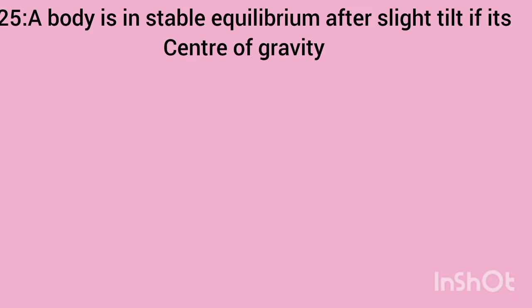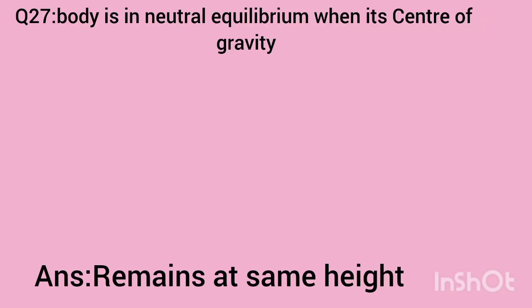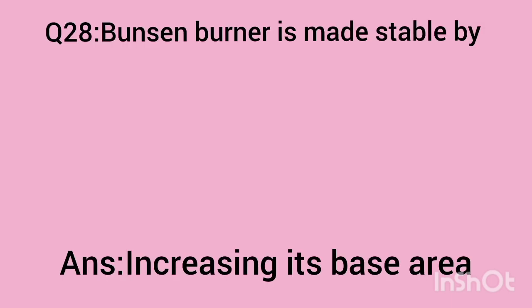Question number 25. A body is in a stable equilibrium after a slight tilt when its center of gravity, answer: remains above the point of contact. Question number 27. A body is in a neutral equilibrium when its center of gravity, answer: remains at the same side.